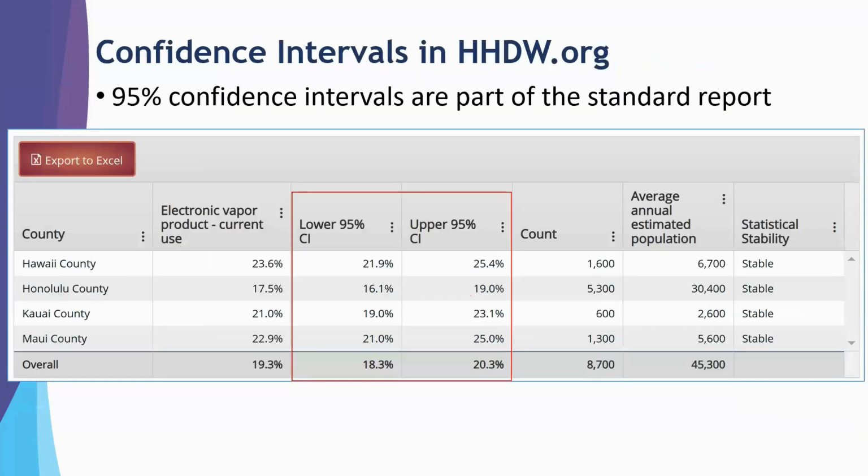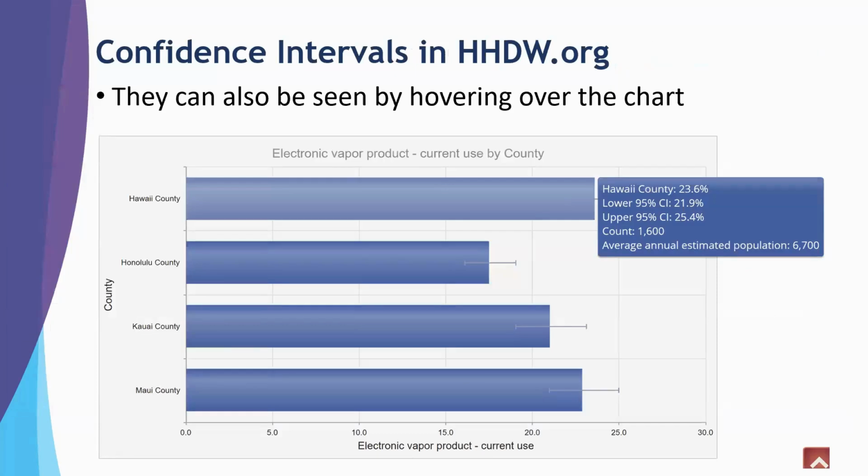So where can you find confidence intervals in hhdw.org? They are part of the standard report and will always be shown in the data table. Additionally, you can see the 95% confidence interval for each estimate in the chart. The lines that come off the bar show you the range of the confidence interval. You can see the values by hovering over the bar in the chart.